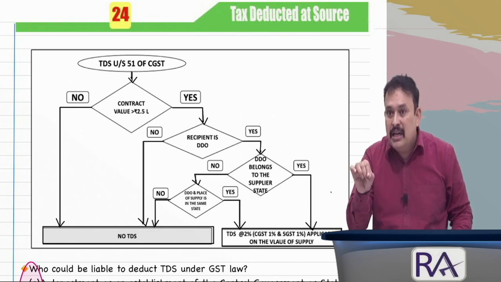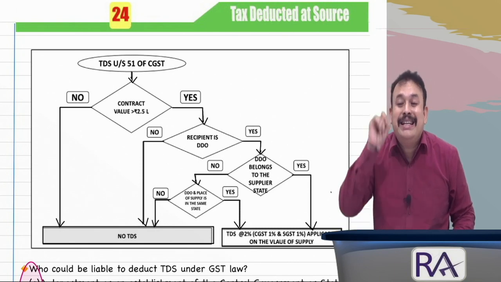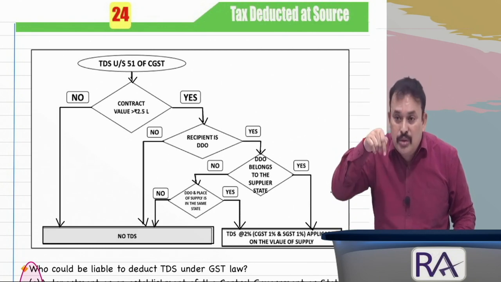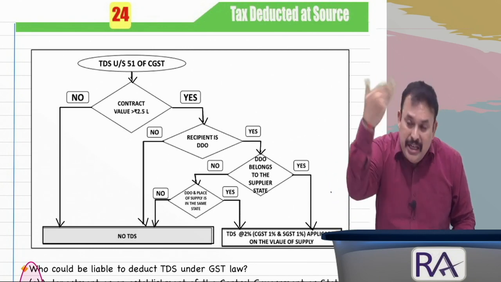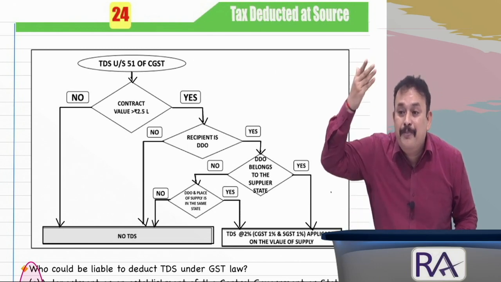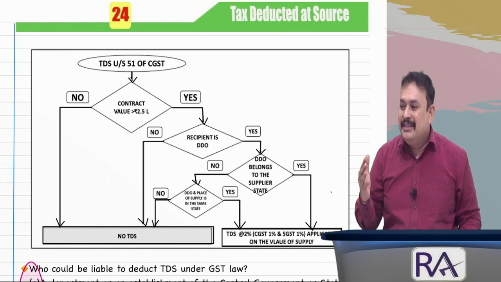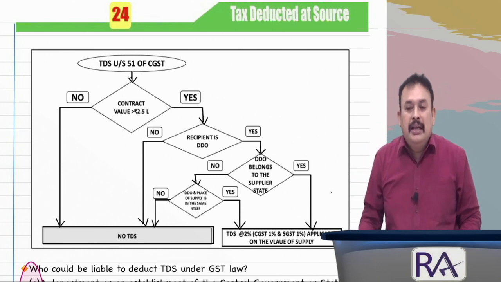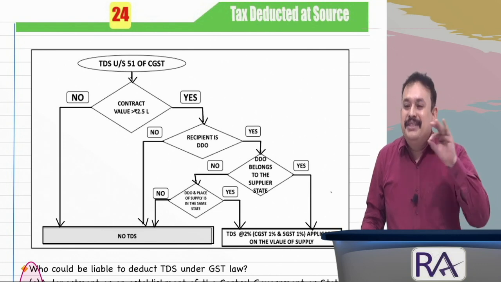But here, a society registered under the Societies Registration Act, if it provides services or goods to a DDO, in that case TDS is applicable if the value is more than 2.5 lakhs. Got the clarity, my dear sir? It is as simple as this.